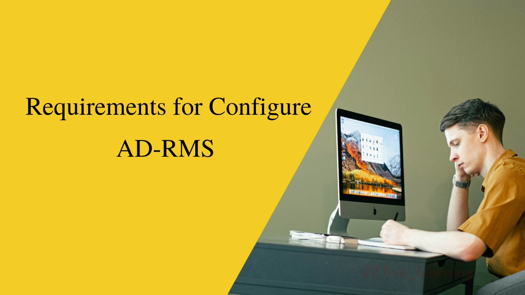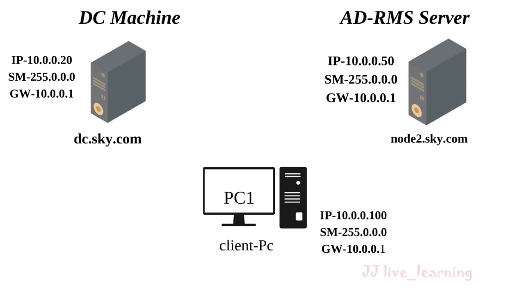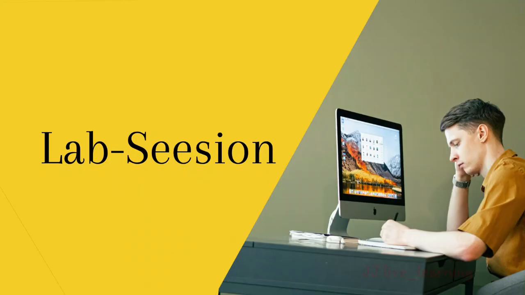The hardware requirements to configure your ADRMS: we need a domain controller and one member server. On your member server we have to install and configure ADRMS. Finally, we need a client PC, that is Windows 10 or Windows 7. On that operating system we have to install MS Office or Adobe Reader to secure your documents. Let's start the practical session.